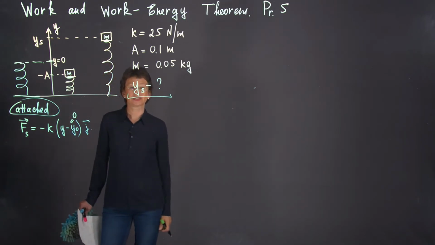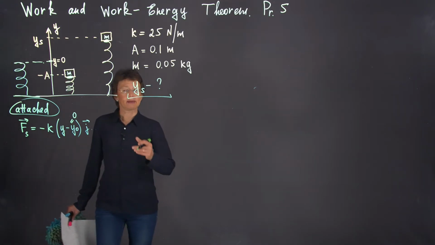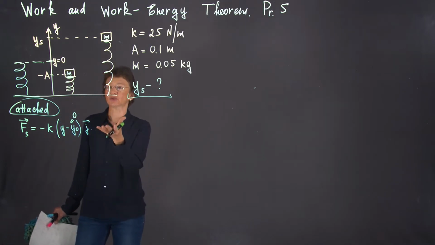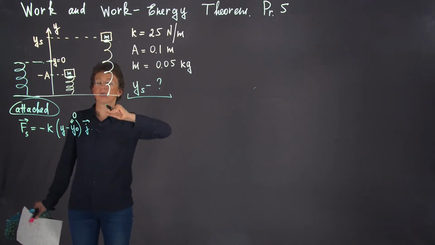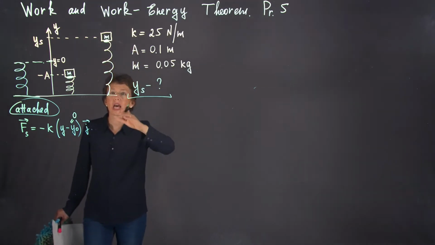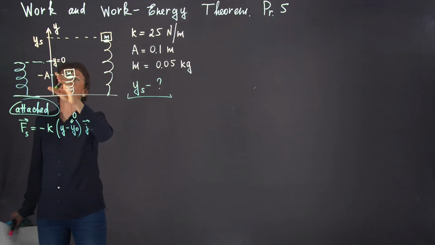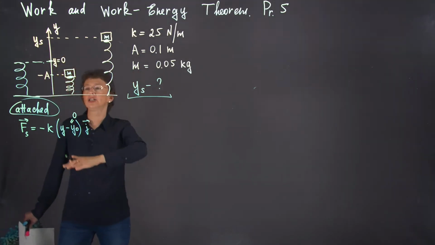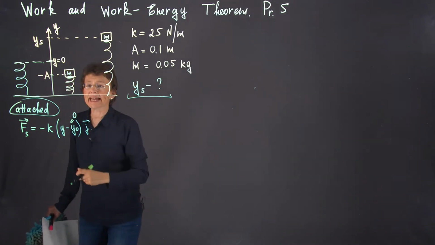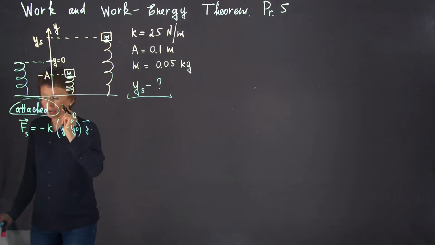Which law will we use to solve this problem? Let's think about it. I know something about the initial velocity of this block. It starts from rest. I let it go. I know something about the final position of the block. It stops there, so I know something about the velocities. I know something about the displacement. I know the forces. What will be the forces, spring and gravity, acting on this block? Why don't we use the work-energy theorem to solve this problem?